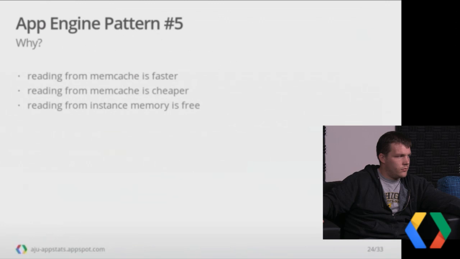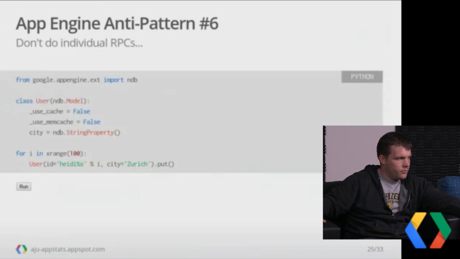Okay. And then the next slide just sort of summarizes this. Reading from Memcache is faster and cheaper. And then instance memory, which again NDB will manage for you if you let it use its defaults, is even faster and is free.